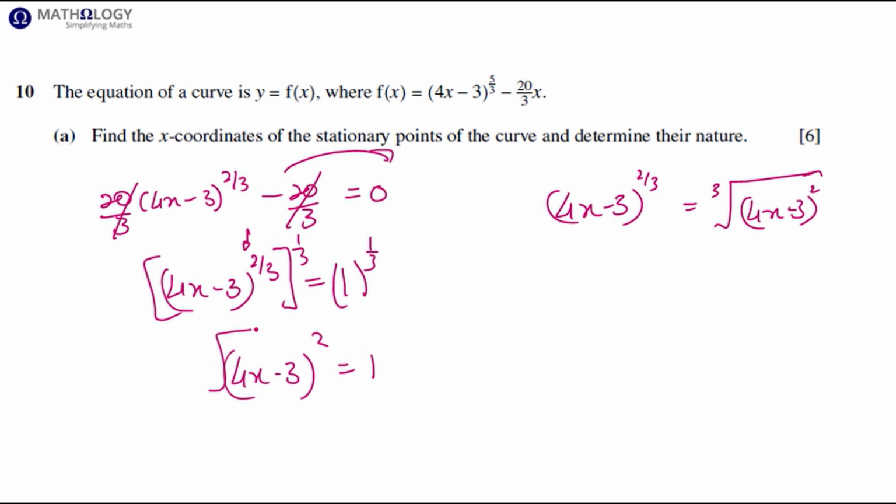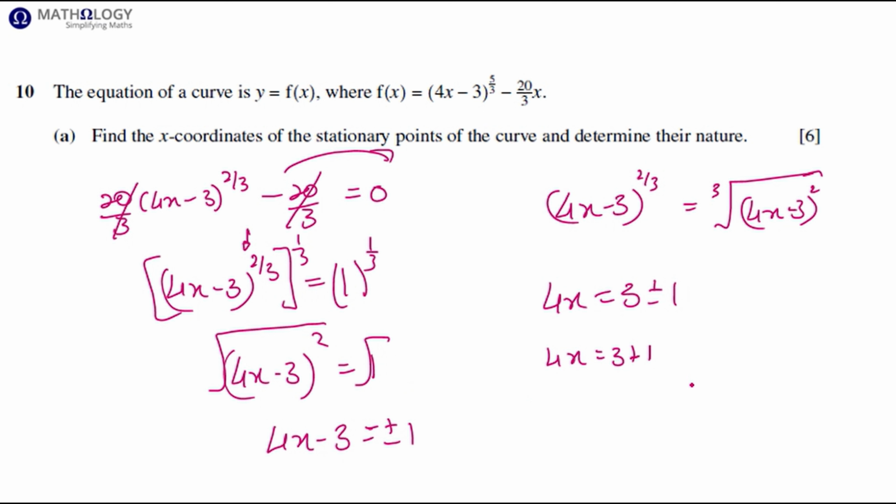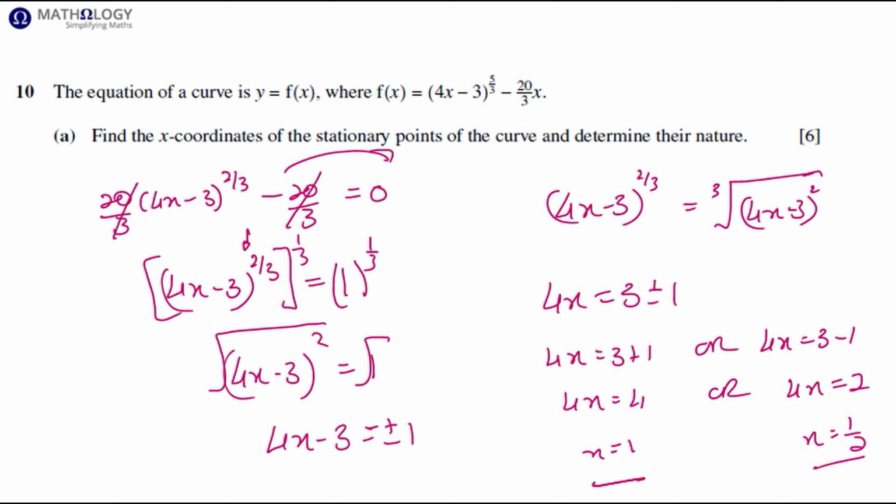So when you square root this now, we're going to get plus or minus 1. So 4x minus 3 equals plus or minus 1. If we just take the positive solution, we're only going to get 1 of the terms. So 4x equals 3 plus or minus 1. 4x equals 3 plus 1, or 4x equals 3 minus 1. So 4x equals 4, x equals 1, or 4x equals 2, x equals a half. So these are the x coordinates of the stationary points of the curve.